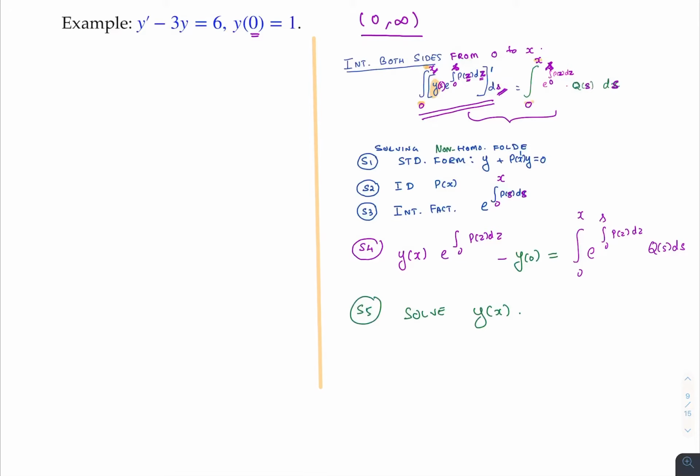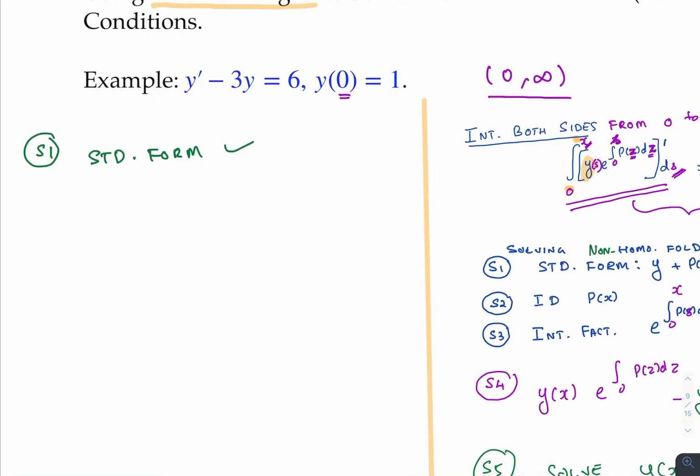I think I can do it. Let's see. Step number 1, no problem. Standard form is already there, so that's good to go. No big deal, right? It's already in the standard form. I don't have to worry about it.